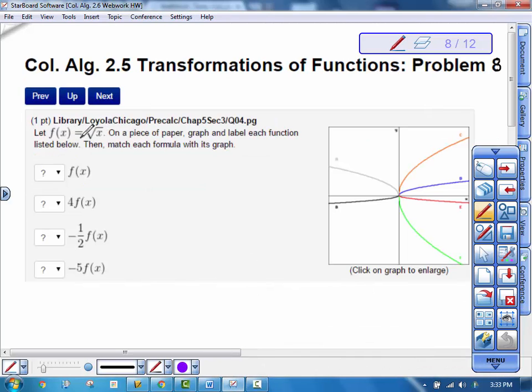Okay, the next one says, take a look at this parent function and then label each of these below. So f of x, well, that's b. That's the normal square root function. So I'd say b for that one. 4 times f of x. Now, if I divide that from both sides on the formula sheet, you're dividing y by a number bigger than 4.